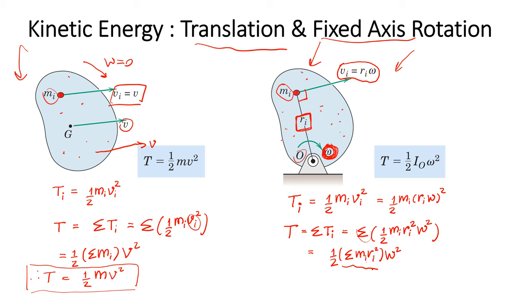And summation m_i r_i square, this one we define as the moment of inertia about the rotation axis O. The moment of inertia is equal to integral r square dm. So we have the small mass of any particle, we have the radius square of that particle, and by taking the sum, we have the moment of inertia.